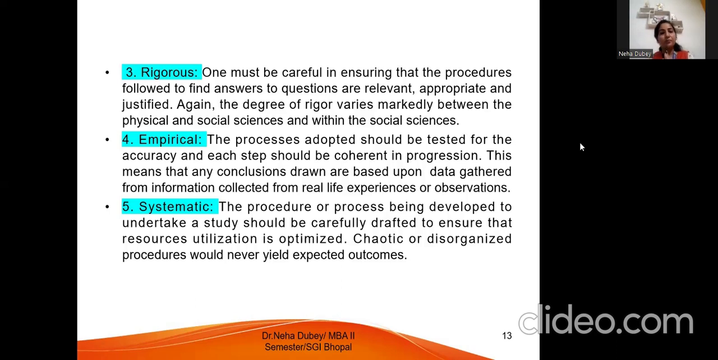Now systematic. The procedure or process developed to undertake a study should be carefully drafted to ensure that resource utilization is optimized. A chaotic or disorganized procedure would never yield the expected outcome. Means if I wanted to collect data through a questionnaire and I circulate a questionnaire that is not relevant to my topic to those people, the data collected from that population is not giving me the result which I actually want for my study. Fine.